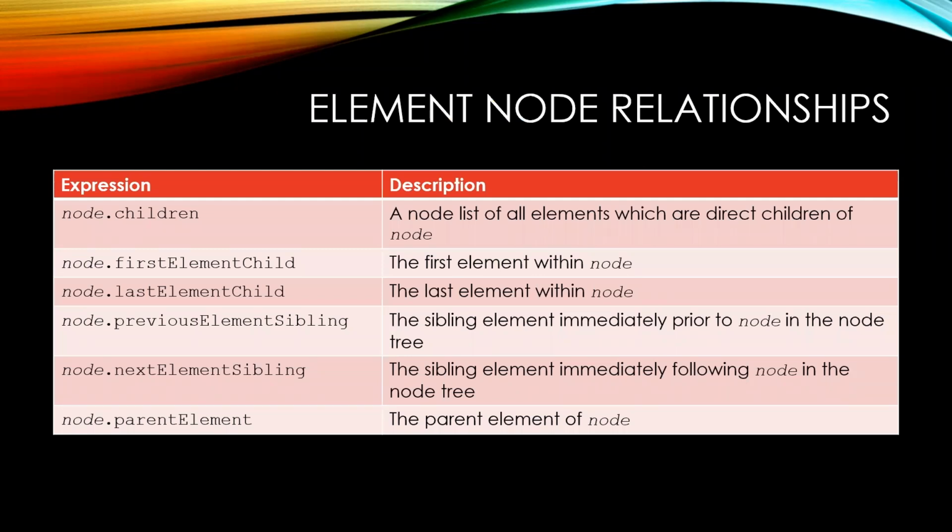Here we've got some element node relationships. We can ask for a list of all the elements which are children by saying children, first element, last element, previous element sibling, next element sibling, and finally we have the parent element, which would be the parent of that node.